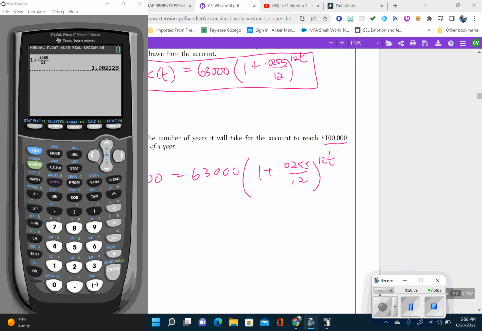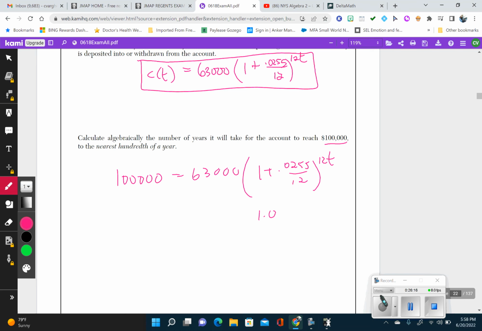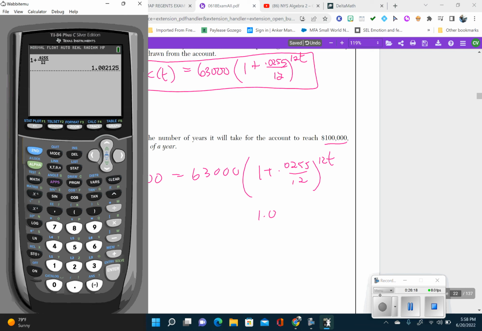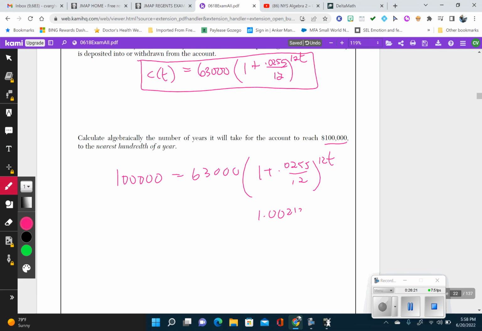Alright, so I just plugged it into the calculator. 1 plus 0.0255 divided by 12, and I got that number. So this is going to be 1.002125. That, and then 63,000 goes here, is equal to 100,000. I know I'm going a little bit out of order, so I'm getting tired, to the 12t power. Okay, so this is being held together by multiplication, so the opposite of multiplication is division. So I'm going to divide both sides to get rid of the 63,000, and then this cancels out.